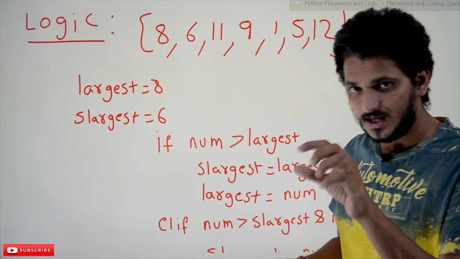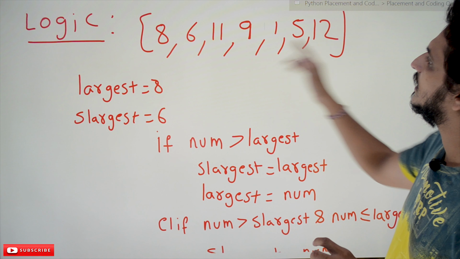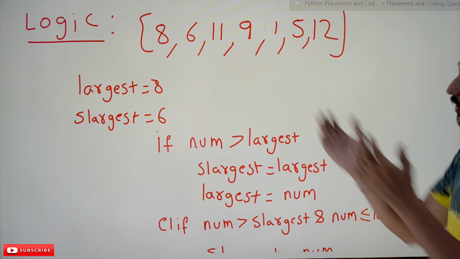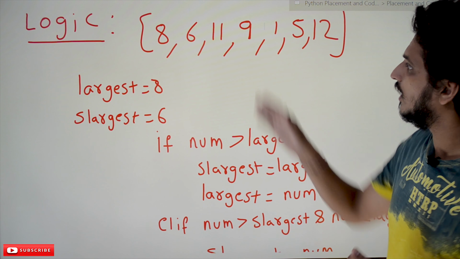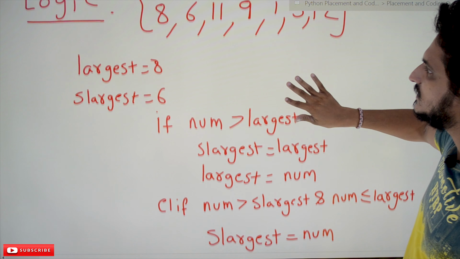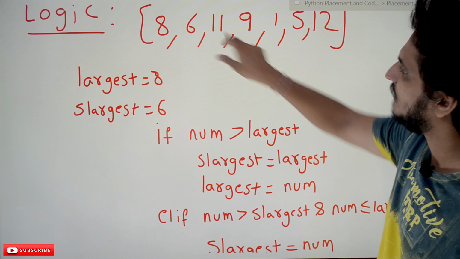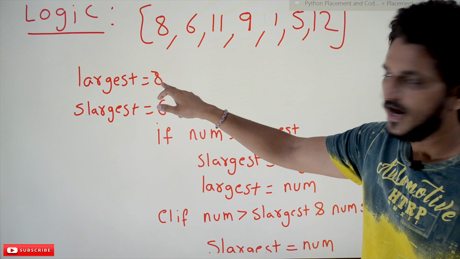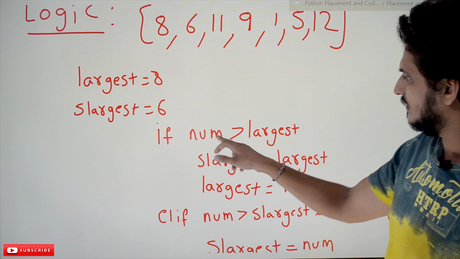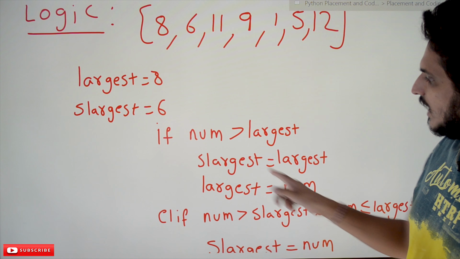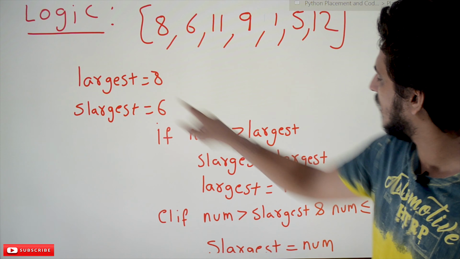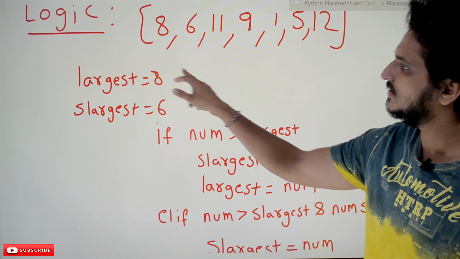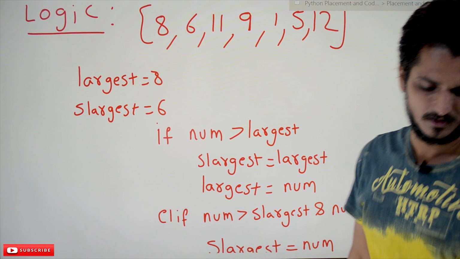So once we identify the largest and second largest, our logic starts from here, from the third element, fourth element, fifth, sixth, seventh element. On these we will apply the logic. We will loop on these elements. Take the first element. See here, 11 is the first element which we are considering in the loop. If 11 is greater than the largest number, 8, what will happen? slargest is equal to largest, meaning second largest is 8 now, and largest is equal to num. So largest is equal to 11, second largest is equal to 8.